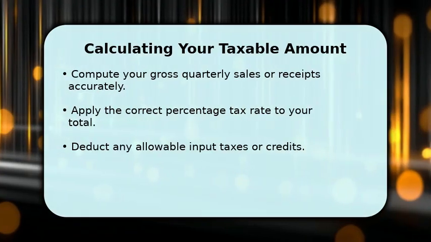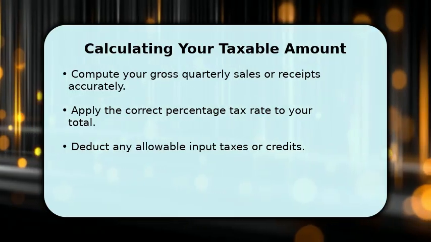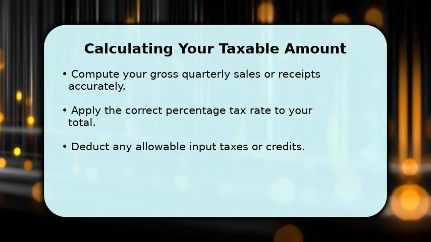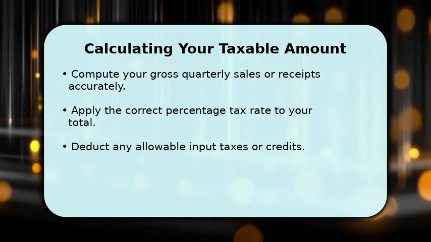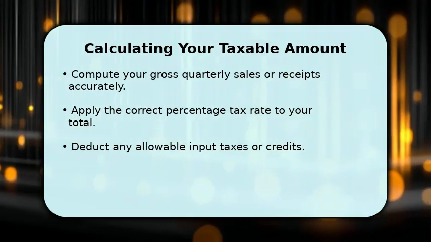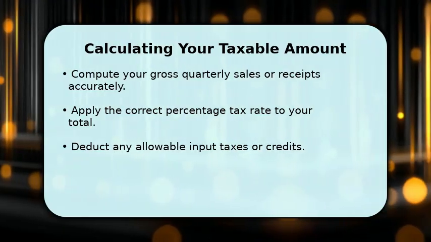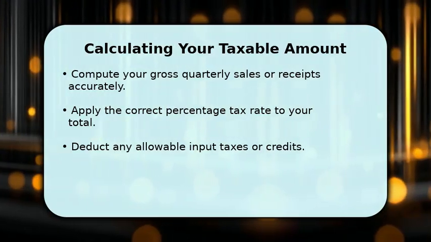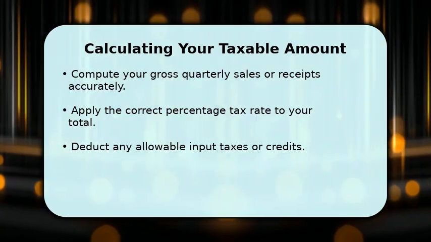Once you've identified your tax type, the next step is to accurately calculate your taxable amount. Begin by computing your total gross sales or receipts for the quarter. Then, apply the appropriate percentage tax rate, which is often 3% for many businesses. Remember, this rate is applied to your gross revenue. Finally, deduct any allowable input taxes or credits to arrive at your net percentage tax due for the period.